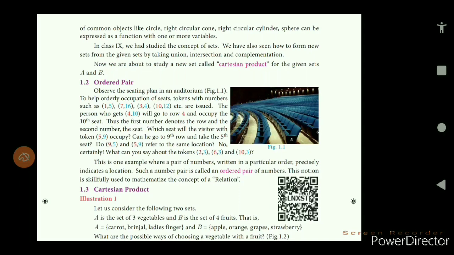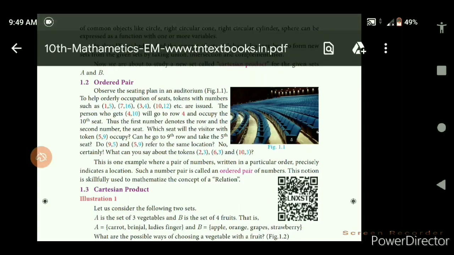What is an ordered pair? Just imagine in your classroom where you are sitting. If you are sitting in the first row as the second person, we can write it as (1, 2). If you are sitting in the fifth row, third person, we can write it as (5, 3) in a closed bracket. We should always use a closed bracket. Okay, let's see the first illustration.